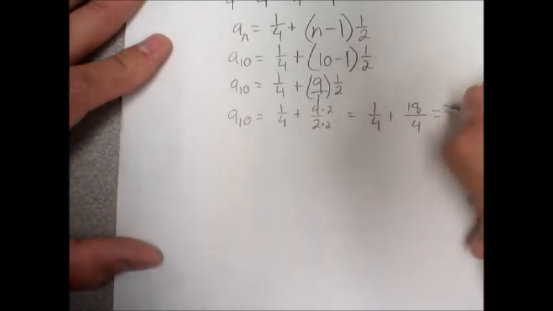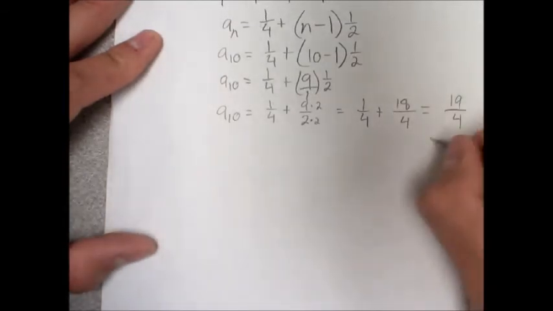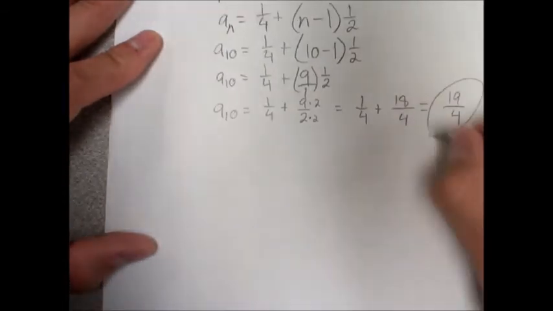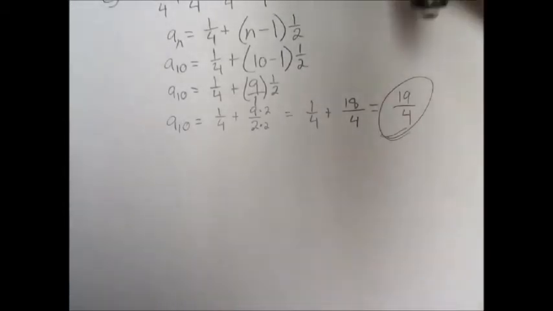Final answer? 19/4. Can I reduce it? No, I can't. Okay, so that is my final answer. The 10th term is 19/4. Any questions? All right. Let's see what we do on example 4 then.